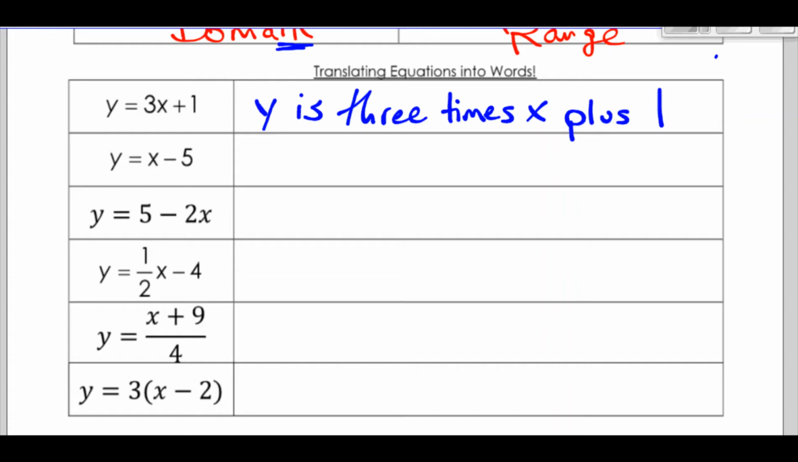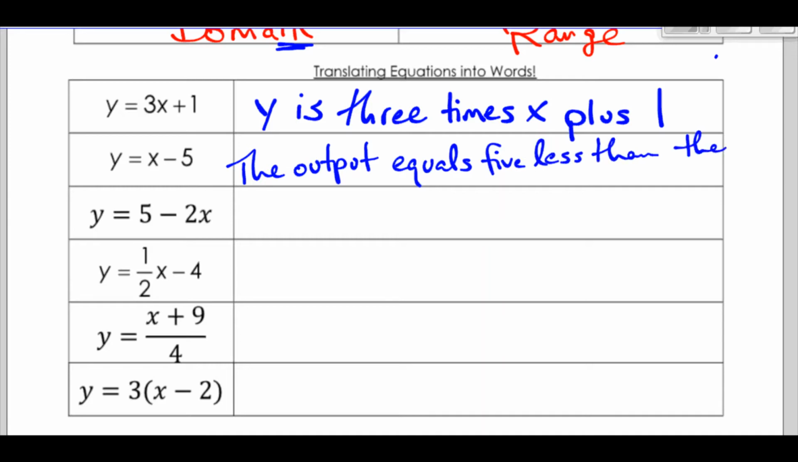I'm going to get a little bit mathier with this one. The output equals 5 less than the input. Remember, even though the 5 happens last in that equation, in my sentence, when I say it as this, 5 less than something, I'm changing the order of that. I have my input first, my x comes first, and then I have the 5 less than that, which is really just subtracting from it.